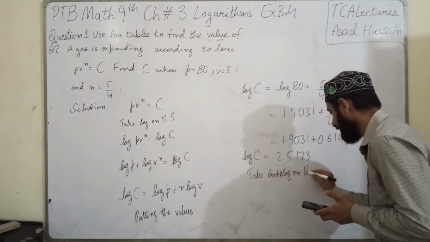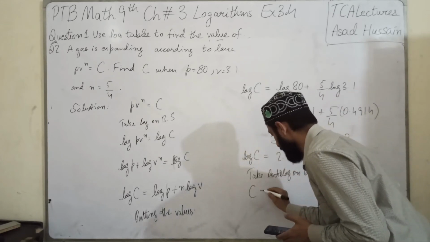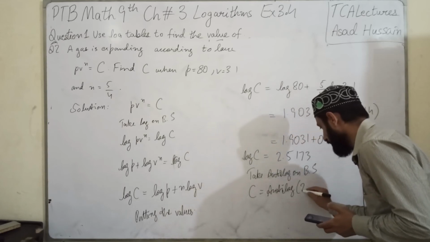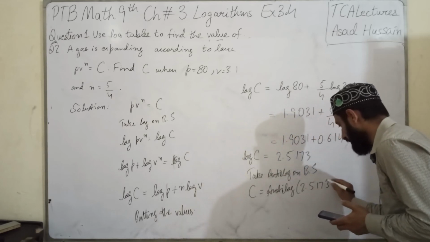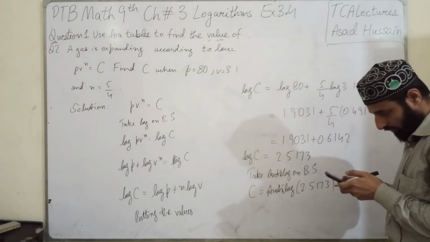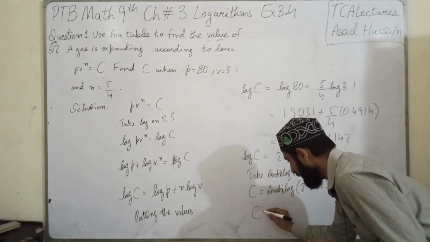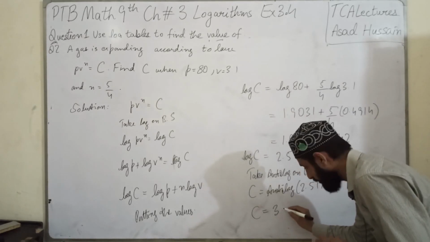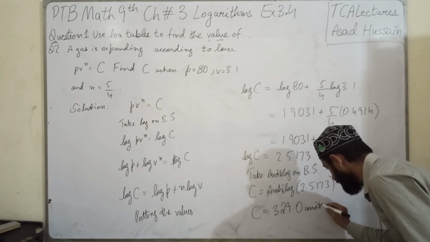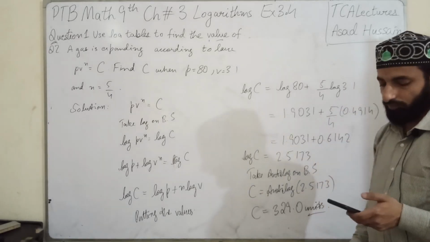Now take antilog on both sides. We get C is equal to antilog 2.5173, which by shift log answer is equal to C is equal to 329.0 units. That's all.